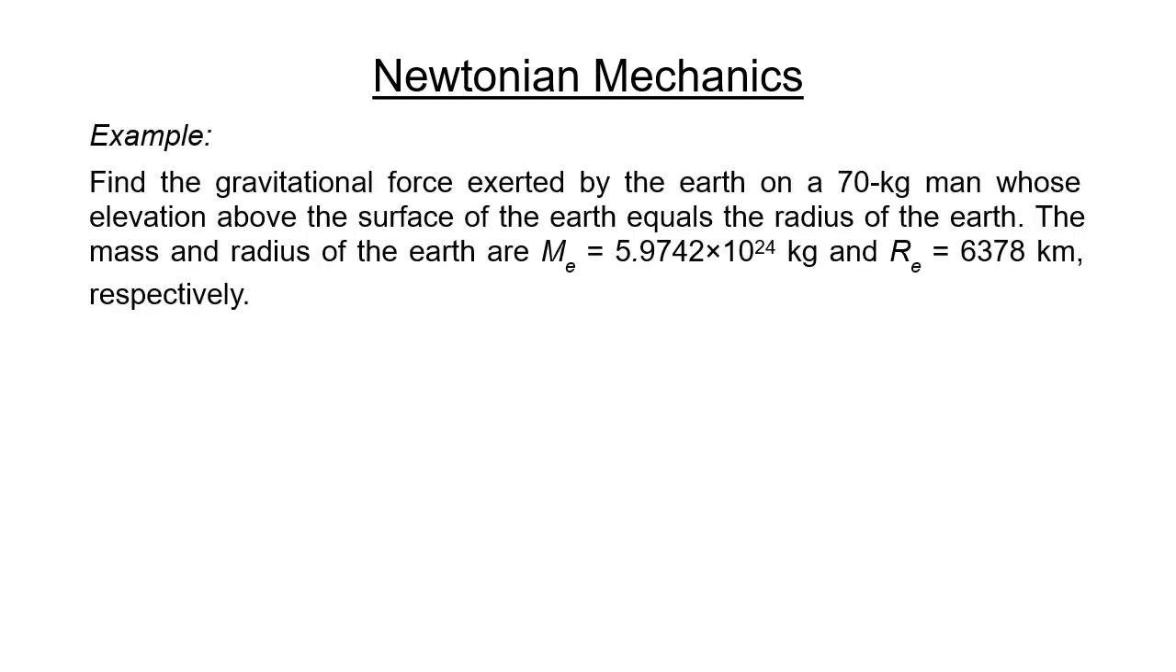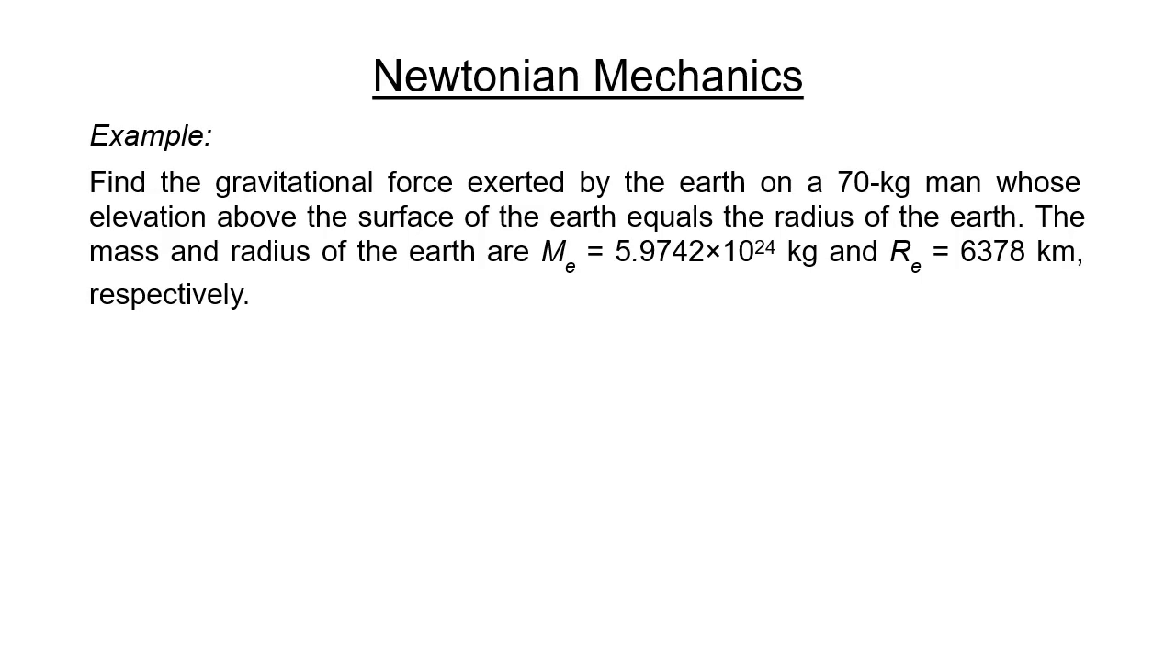For this problem, find the gravitational force exerted by the Earth on a 70 kilogram man whose elevation above the surface of the Earth equals the radius of the Earth. The mass and radius of the Earth are 5.9742 times 10 raised to the power of 24 kilograms and 6,378 kilometers, respectively. To understand the problem, let us have an illustration.